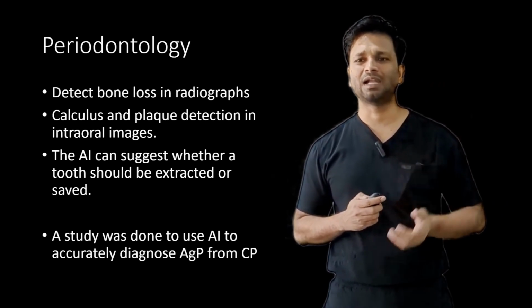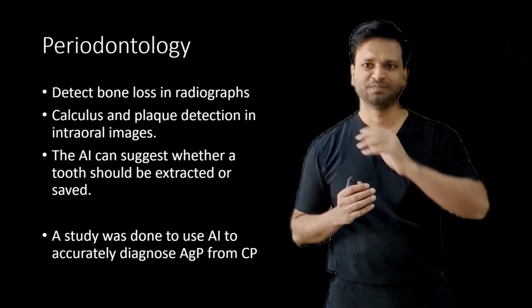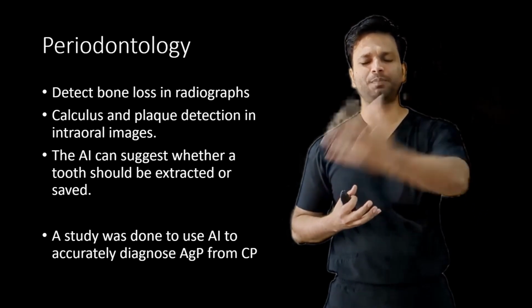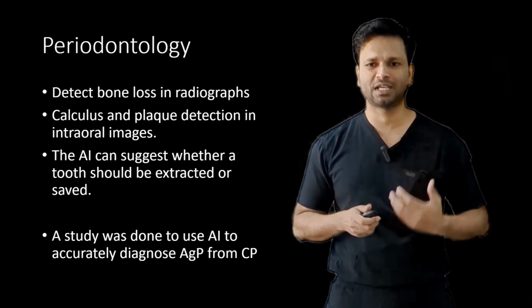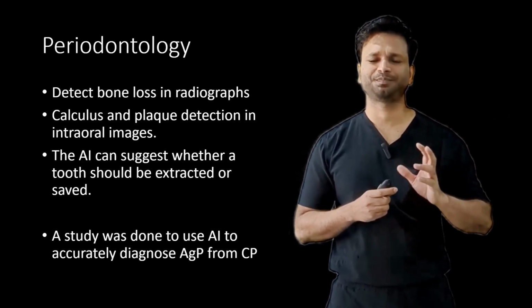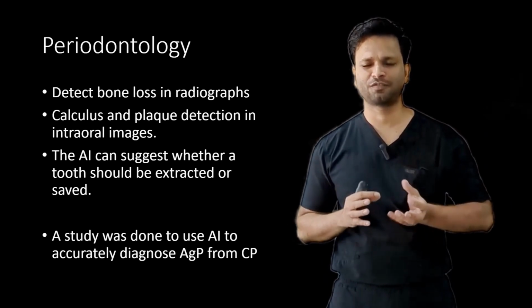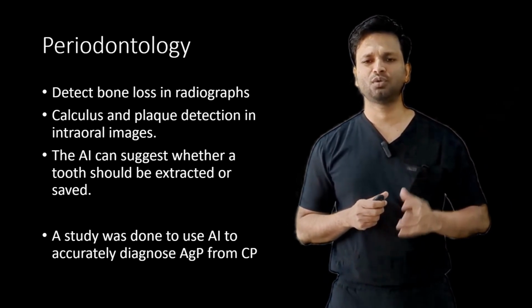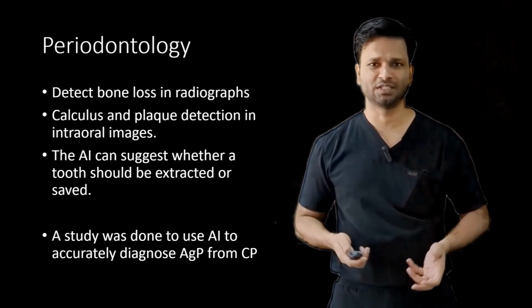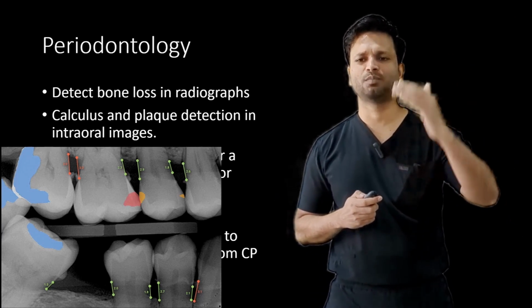Then in periodontology, again, as I showed you earlier, it can detect bone loss on a radiograph. It can detect plaque and calculus on a radiograph, and plaque and calculus on an intraoral image. Basically, if we feed a radiograph and the intraoral pictures to the AI, it can suggest whether the tooth can be saved or not. Okay. Then there was a study done a few years back in which data of multiple patients with periodontitis was fed, and the AI was able to differentiate between aggressive periodontitis and chronic periodontitis based on the patient's blood investigations. So again, the AI is able to clearly show how much bone loss is there.